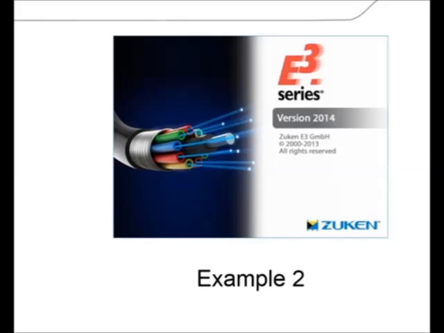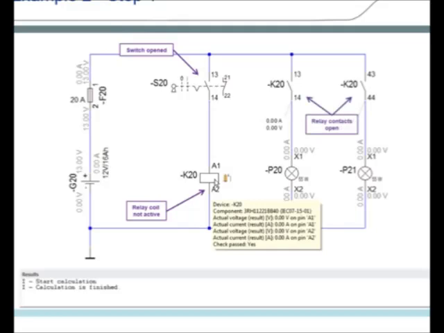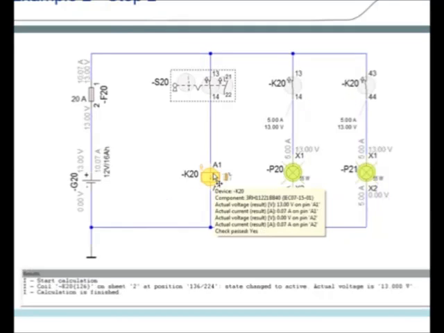Here we have a second example. In this example, switch S20 is open at the moment. Connected to the switch is a relay which is not active at the moment. The contacts of the relay, normally openers, are open, and so the lamps connected to the contacts of the relay are also not active. Now we have closed switch S20. That means relay K20.